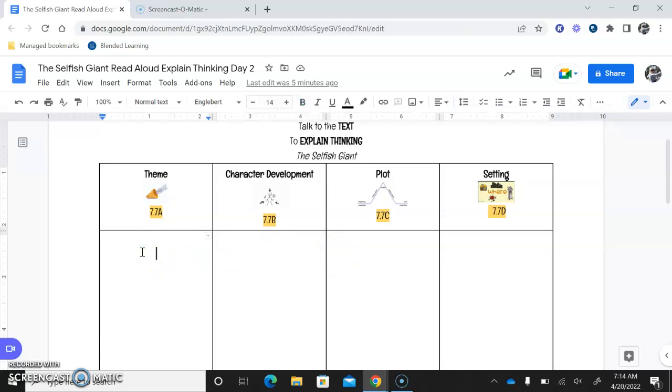But we're going to start off with theme. Now, theme is the lesson that a text is teaching us. So that's what we're going to start off with. And I'm just going to type my notes right into this box. And you need to fill out your graphic organizer as we go through this.